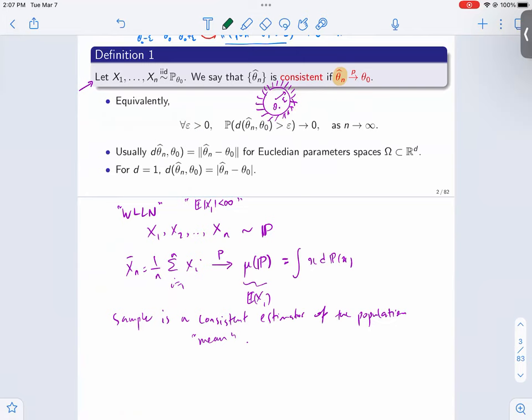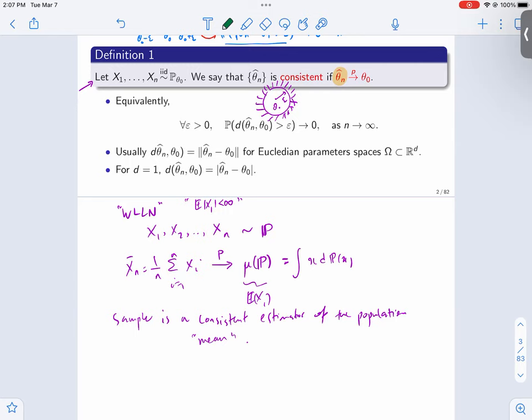If you have x_1 up to x_n from some distribution, you form the sample average. The sample average converges in probability to the population average. The population average is some sort of a parameter of the distribution, the mean of the distribution, and you're actually estimating that parameter. As a side note, you can think of this as a non-parametric model, so P varies over the class of all possible probability distributions. Our theta is actually the distribution, and this mean is just the mean of the distribution.